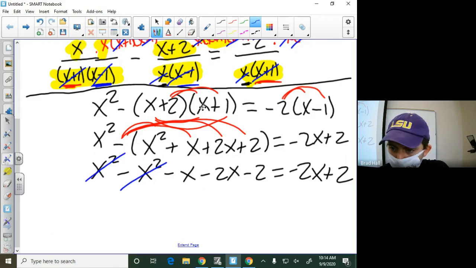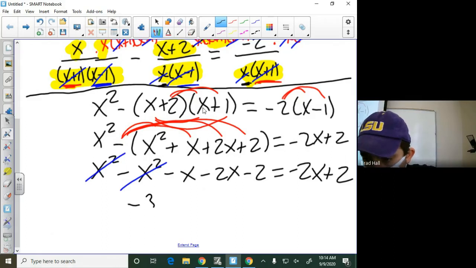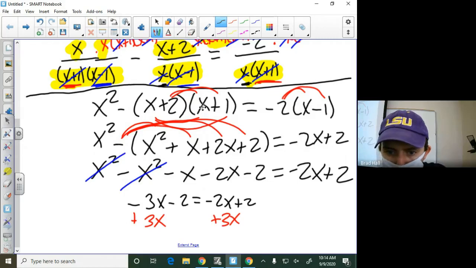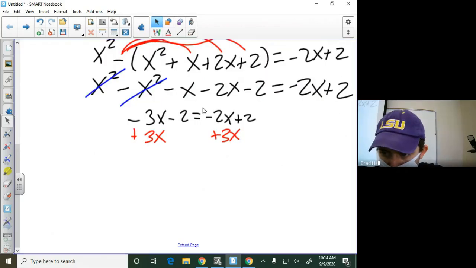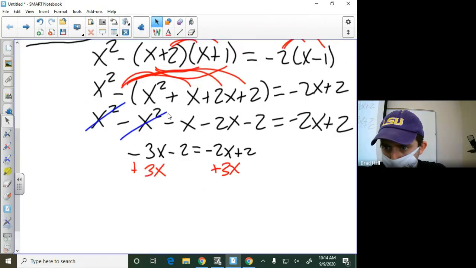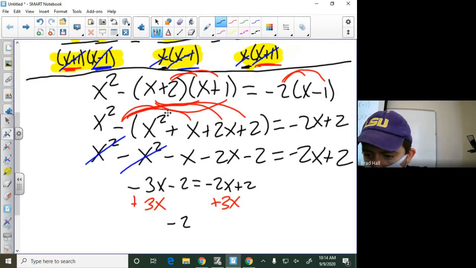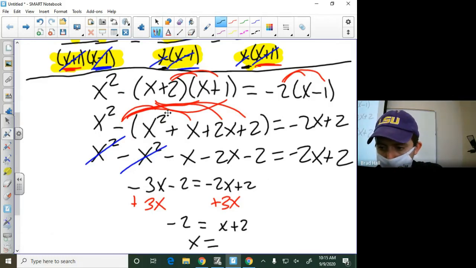X squareds cancel. Negative x minus 2x is minus 3x. Minus 2 is equal to negative 2x plus 2. We can go ahead and add 3x on both sides. So that would be negative 2 equals x plus 2. Then we get that x is equal to negative 4 when we subtract 2 on both sides.